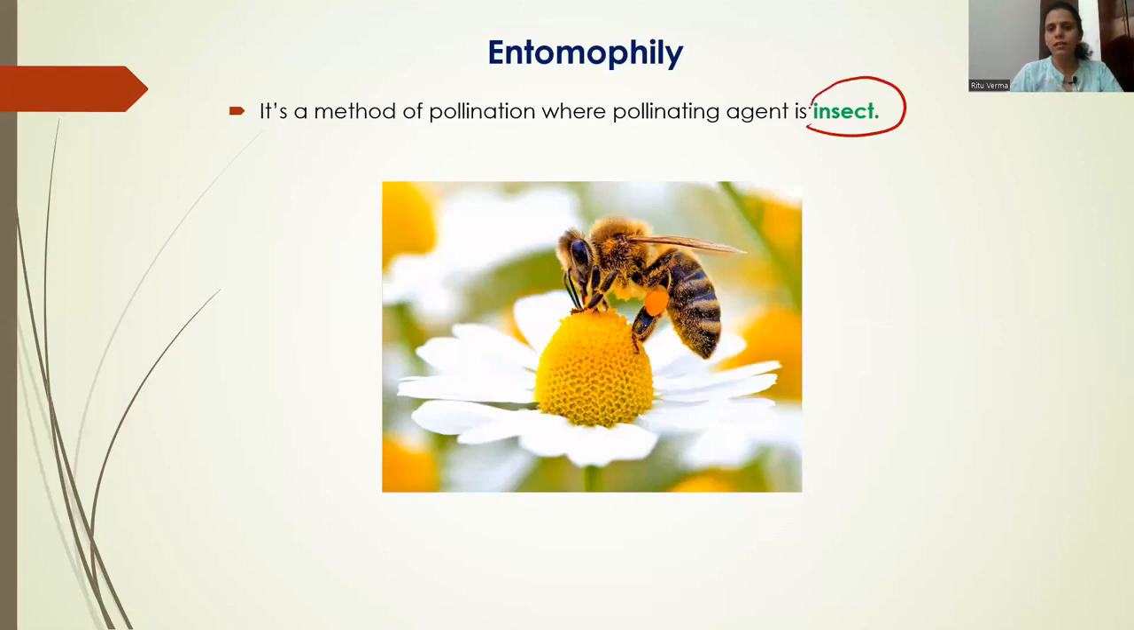Entomophily is a method of pollination in flowering plants where the pollinating agent is an insect. That means the transfer of pollen grains from the anther of one flower to the stigma of another flower of another plant of the same species is done with the help of insects.